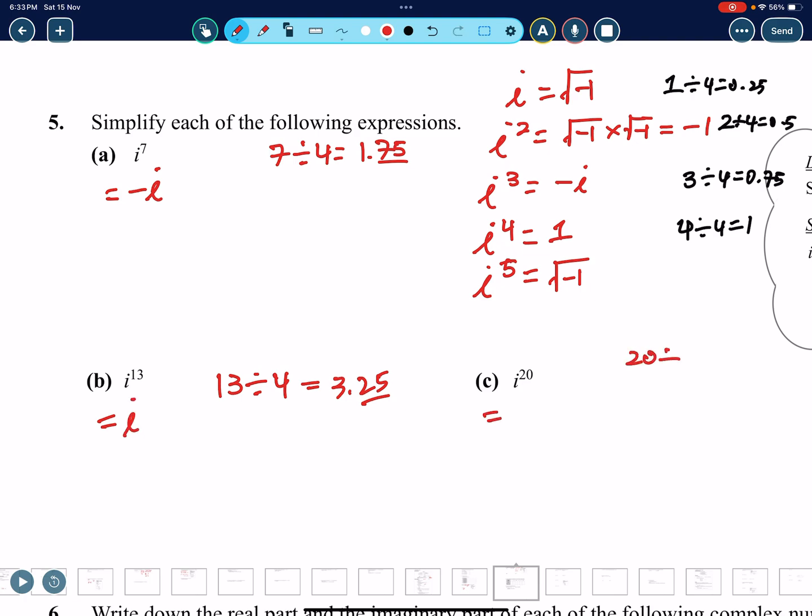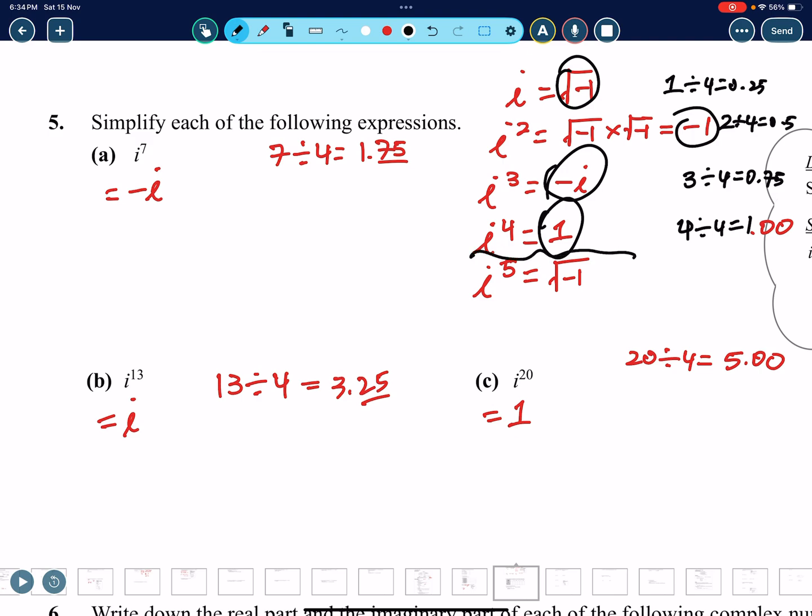Then 20 divided by 4 will be 5.00. This is basically .00. So that means it's the same answer as power 4 here. So we just simply write 1. Okay? So with a power on i, it's either this one, this one, this one, or that one. You don't really need to consider 5 anymore. Now think about this. 5 divided by 4 will give you 1.25, right? So this, which is i, is the same as this one, which is also i. So they're both the same. It just goes in a loop. You don't need to continue finding the other powers.